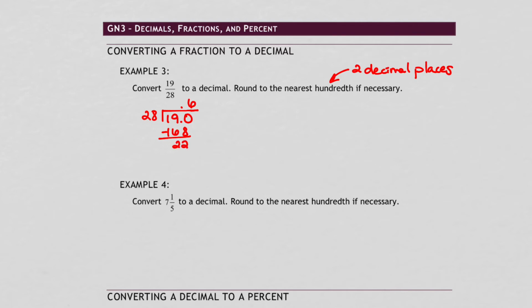So since there's some left over, we need another 0. And then we ask ourselves, how many times does 28 go into 220? The most times it'll go is 7. Then 7 times 28 is 196. Subtract, and we get 24.